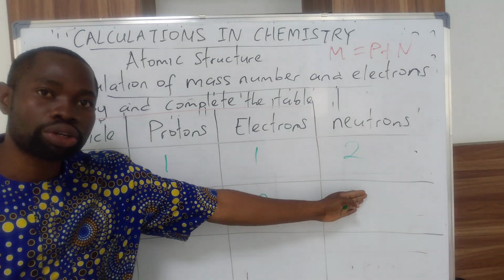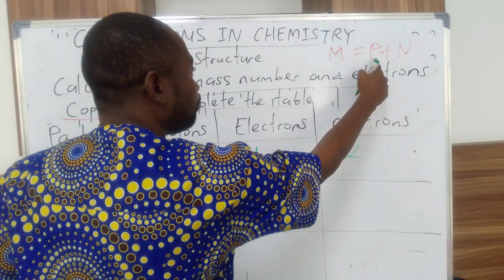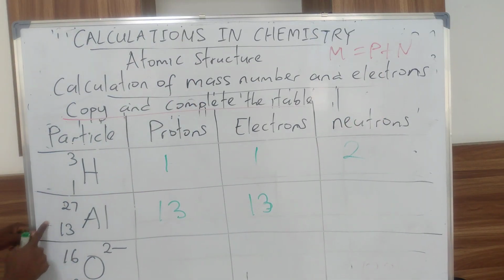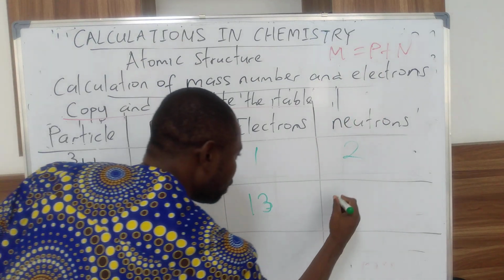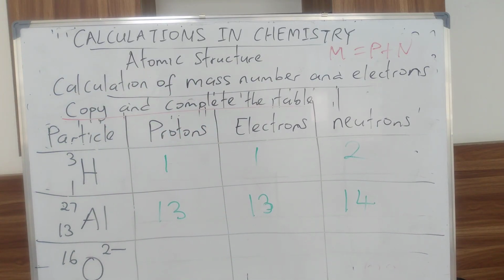So how do I get the neutron number? Use this formula. Neutron is mass number minus proton. That's 27 minus 13. So here we give me 14. Okay. Now the last question I'm solving for today. This is oxygen, 2 minus 16 8.